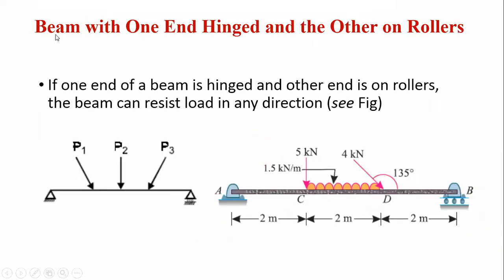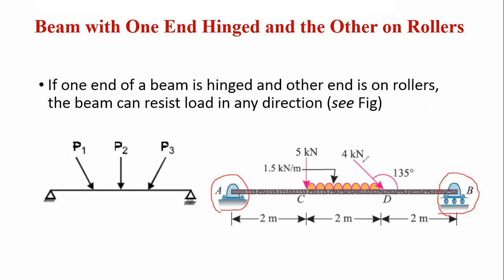Now here, the second one: a beam with one end hinged and the other roller supported. As you are seeing in this figure, if one end of the beam is hinged and the other is roller supported, such a beam is called a one end hinged and other end roller supported beam. Here the hinge support is provided and here the roller support is provided.